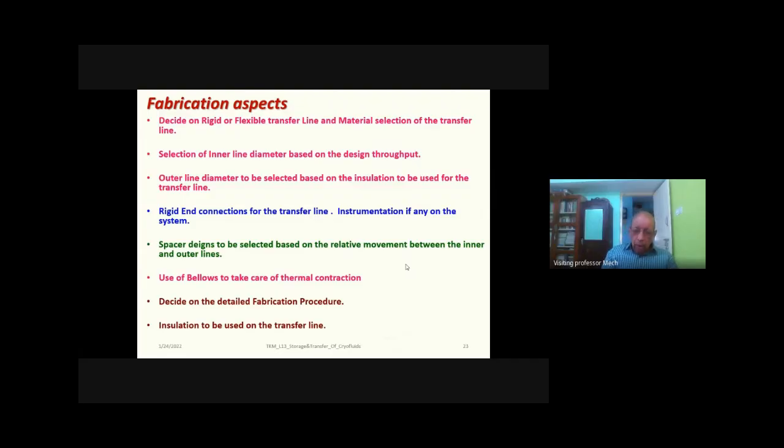Okay, then the transfer line, you should also decide on what is the insulation which you are going to use, or for example, are you going to use absorbents on the inner line. Sometimes you may need them to make sure that the integrity of the vacuum is good, and also sometimes you may use getters to take care of the hydrogen evolution from the stainless steel parts. Okay, so some of the things like this you have to really take care of.